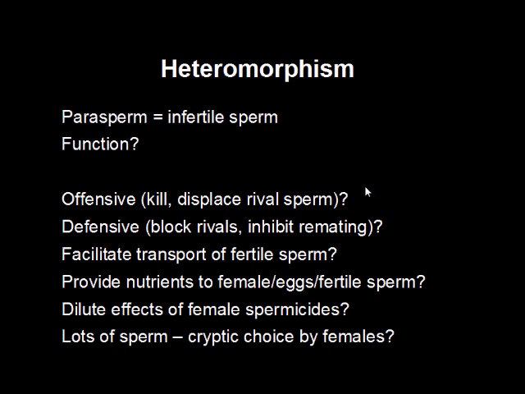Maybe some females have spermicides. We talk about arms races: the male wants to mate, and maybe the female wants to put up barriers to mating. So she may produce spermicides that kill the sperm, so maybe it dilutes those effects and allows more sperm to get through. And maybe it also foils her cryptic choice. Having lots of sperm says, hey, I'm really fertile, and she might think, oh, this is a good choice of mate.